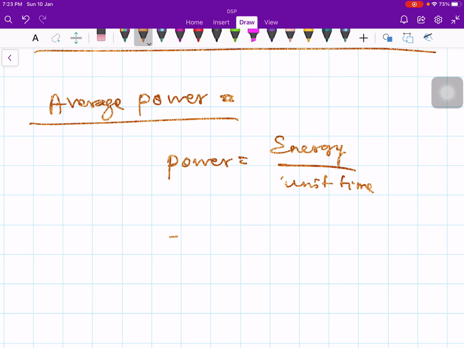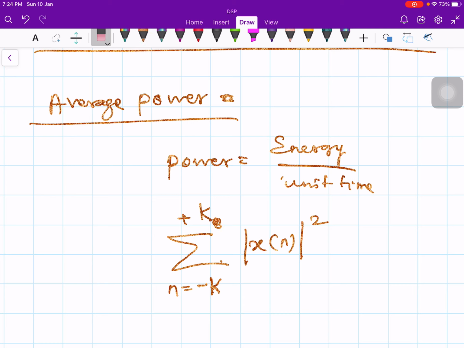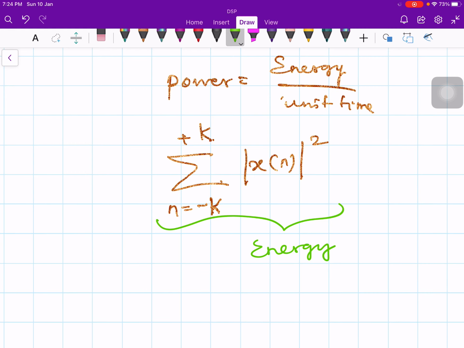Okay, let's say we are talking about average power, right? So let's say we are going to find out the energy. First you take the x of n. If it is complex, then you take modulus and then square it and sum them up. Let's say n is equal to minus K to plus K. And what is this? This is the energy of the signal.